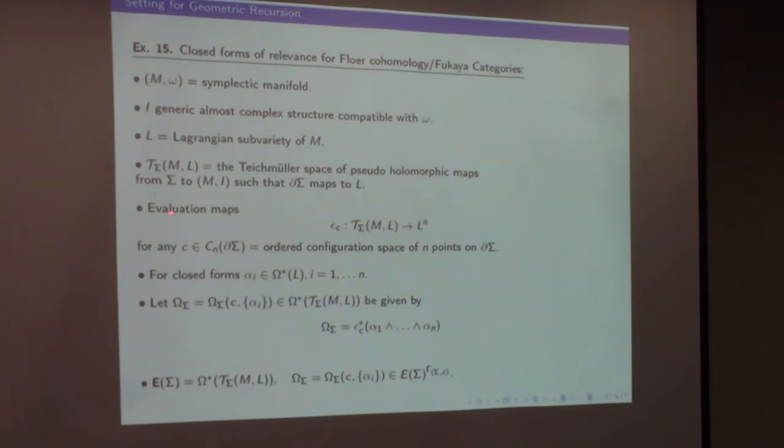And now, of course, I have the usual evaluation maps. If I look at this Teichmuller space, there is an evaluation map from that to the nth Cartesian power of L itself, simply given by, if you pick an element in the configuration space of the boundary of size n, so here now I start to have points on the boundary, then you evaluate the element of Teichmuller space at those points. I get maps to n copies of L. And if I have now n forms on L, say they're closed, I can wedge them together on this Cartesian product and then pull them back with respect to the evaluation map. And then I get something that lives in the target theory, where the target theory is forms on that Teichmuller space. And these are highly relevant for various things like Floer cohomology and Fukaya categories. Okay. All right.